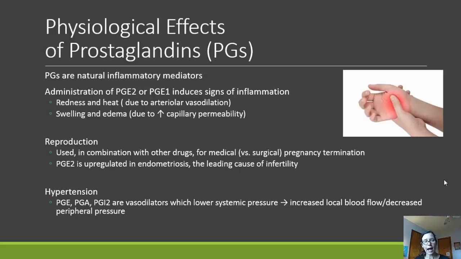So we can see that these prostaglandins, depending on which prostaglandin it is, can have different outcomes, but we know that generally speaking, they are heavily involved in the inflammatory response.